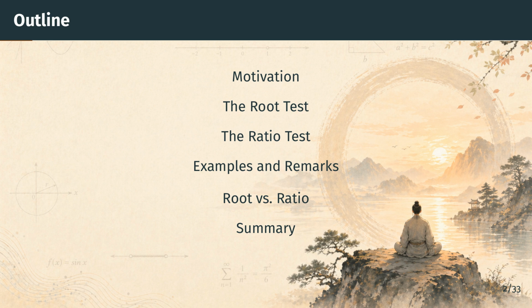We start with some motivation, recalling why we want tests that depend only on the terms of the series. Then we state and prove the root test, followed by the ratio test. After that, we look at examples that show the two tests in action, along with remarks comparing them. We then prove a theorem that makes the comparison precise. Finally, we summarize the key takeaways.